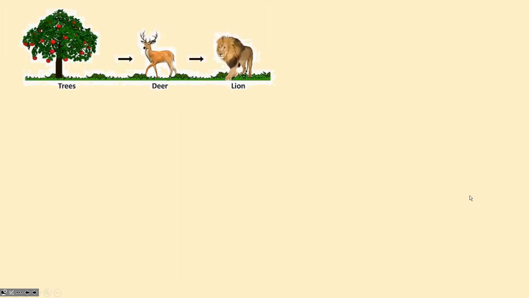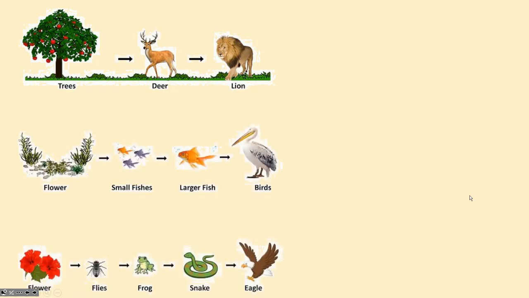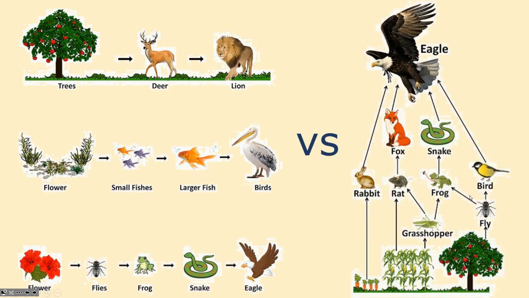If we take a whole bunch of food chains, we can add them together and make a food web. So this last one here, you've got the flowers eaten by the flies, flies eaten by the frog, frog eaten by the snake, snake eaten by the eagle. We can see that in this food web. We've got the flowers on this tree down here. There's the fly, there's the frog, there's the snake, and there's the eagle.